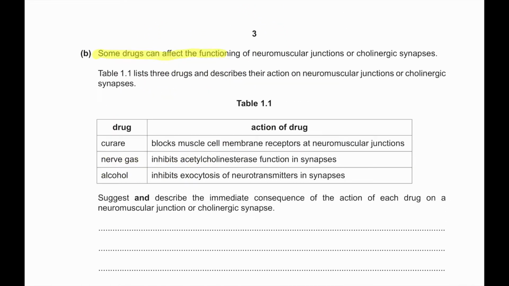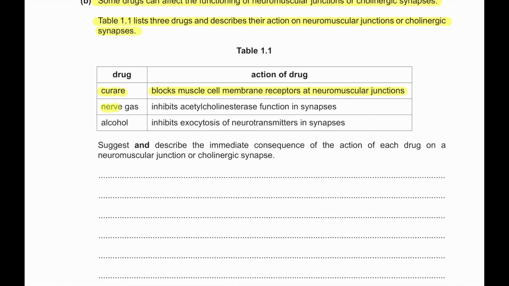Some drugs can affect the functioning of the neuromuscular junctions or cholinergic synapses. Table 1.1 lists 3 drugs and describes their action on neuromuscular junction or cholinergic synapses. For example, the drug curare blocks muscle cell membrane receptors at neuromuscular junction. Nerve gas inhibits acetylcholinesterase function in synapses. Alcohol inhibits exocytosis of neurotransmitter in synapses.